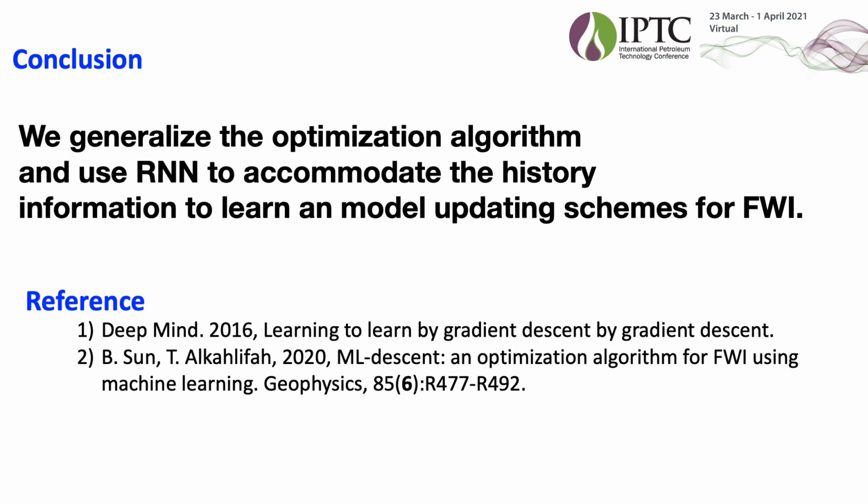We have our conclusion here. We generalize optimization algorithms and use an RNN to accommodate the history information to learn a model updating scheme for FWI. The work mainly follows the method proposed by DeepMind, and we also published our work in Geophysics.